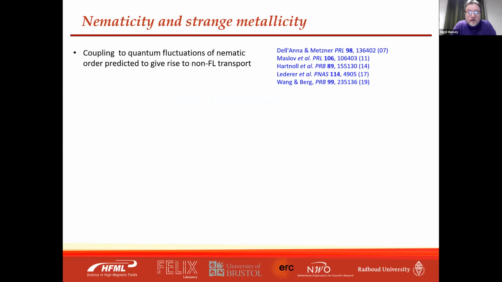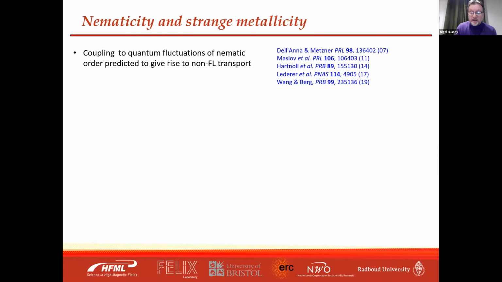I think the idea of there being a nematic critical point in materials has been pursued quite ardently over the last decade or so. And it's clear that there are many strongly correlated materials that now exhibit some form of nematicity somewhere in their phase diagram. So this breaking of rotational symmetry below some temperature is often also associated with a structural transition. And there has also been a lot of theoretical work looking at the possibility that coupling of the quasi-particle excitations to quantum fluctuations of this nematic order can give rise to anomalous transport, strange metallic transport, or non-Fermi liquid behavior.